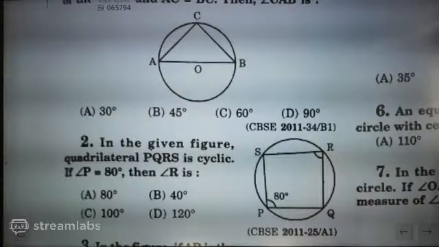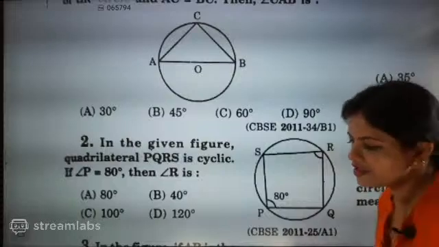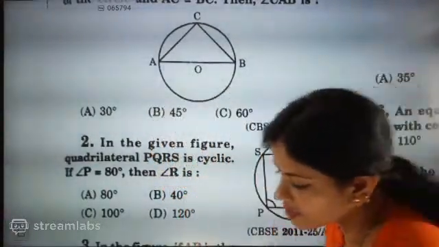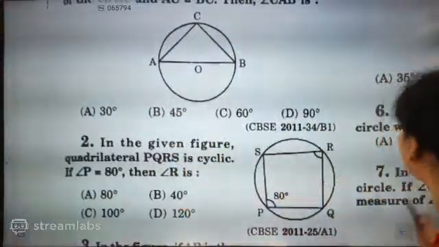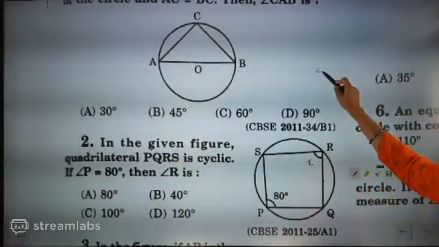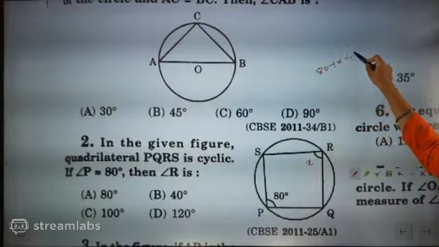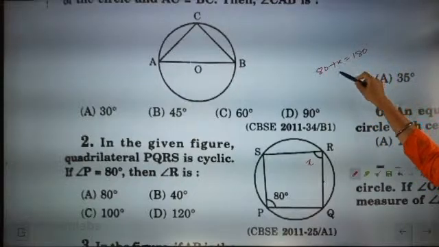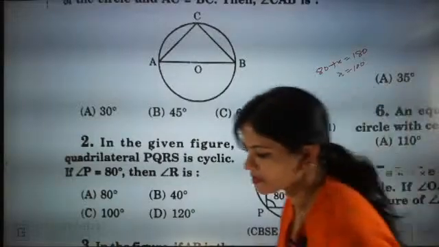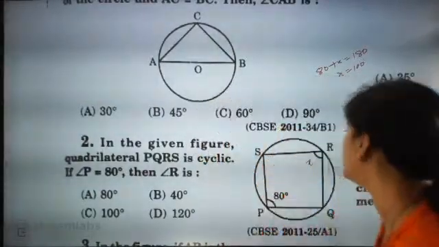Cyclic quadrilateral. In a cyclic quadrilateral, the opposite angle sum is 180 degrees. So if this is 80 and this is x, then 80 plus x equals 180 degrees. So x will be 100 degrees.